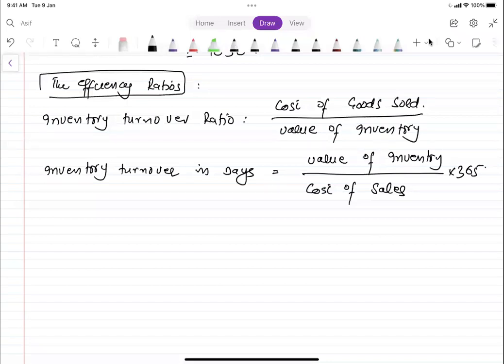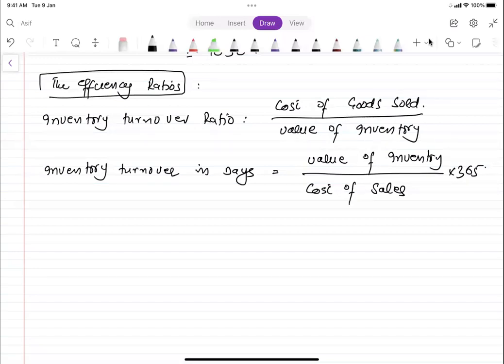Efficiency ratios are related to the efficiency of a business in different areas. In the business syllabus, we learn two types of efficiencies. One is related to inventory, and the second is related to debtors or receivables. When we talk about inventory, we are talking about the sale of our inventory. Any business that is selling inventory quickly, in a shorter time period, will be considered more efficient as compared to the business that is selling inventory late.